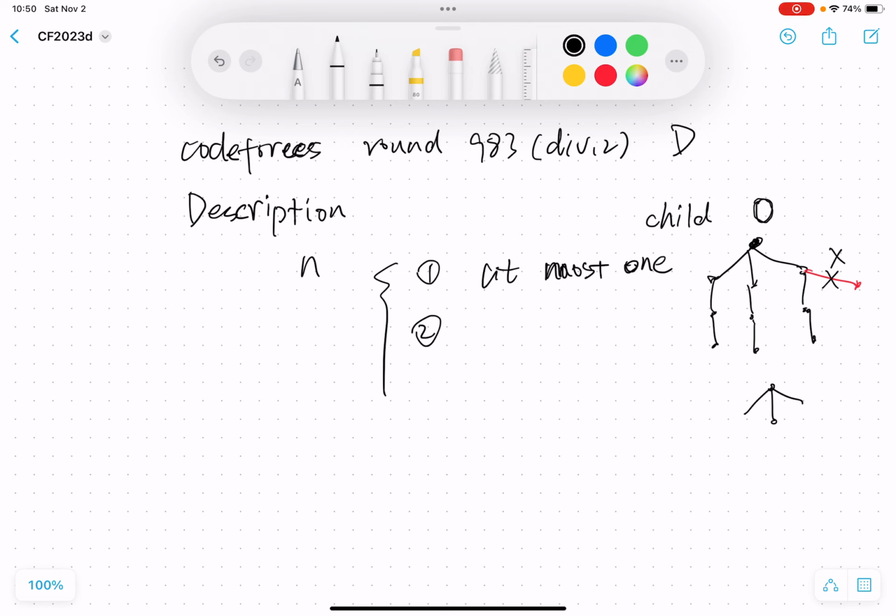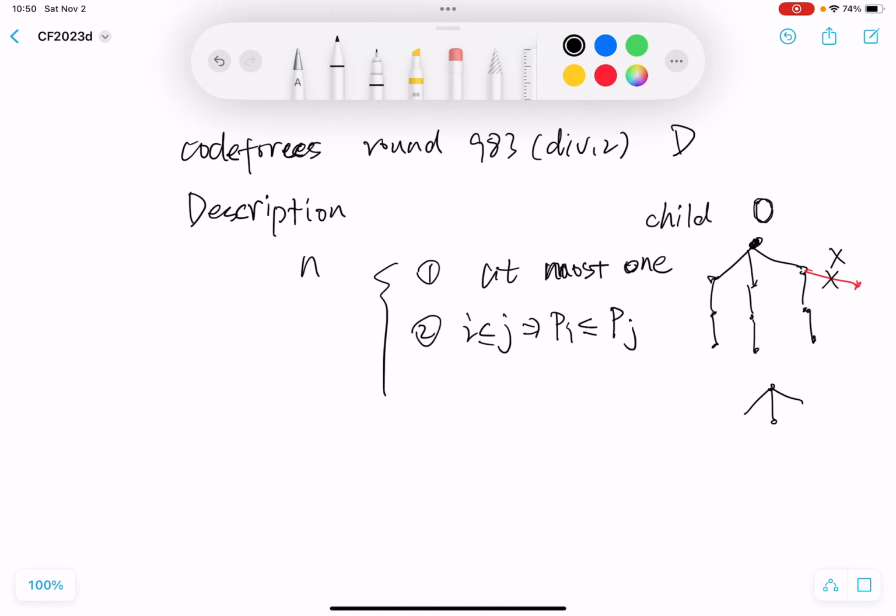Secondly, the second characteristic about this tree is that for i less than or equal to n, p_i will be less than i. That means p_i is the parent node of node i. This is the second limitation about these trees.